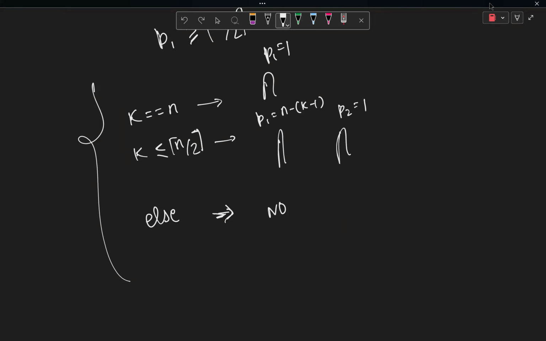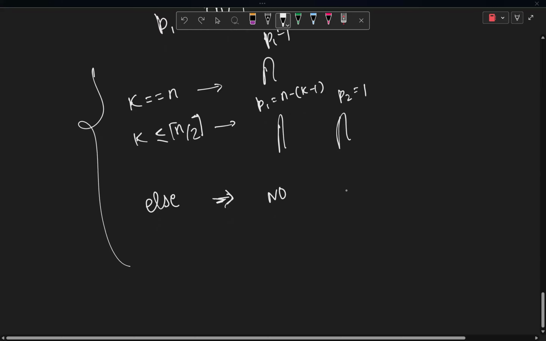Okay, so any more doubts? I think anything between them is not possible, between n and n by 2. Yeah, exactly. Anything between them is not possible because this is the maximum k I am able to reach other than this one.